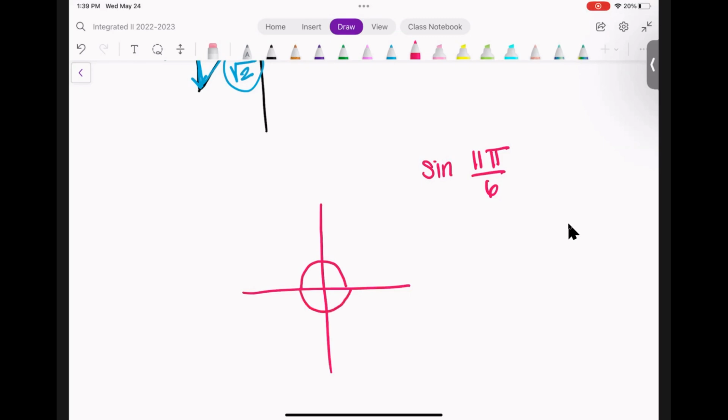12 pi over 6 would be here. And then someone stole a piece of your pie, right, Miss Johnson? Exactly. Go find them. Okay. So you also figured out this was a 30, 60, 90, which you needed to know. Okay. So this is your 30 degrees here.